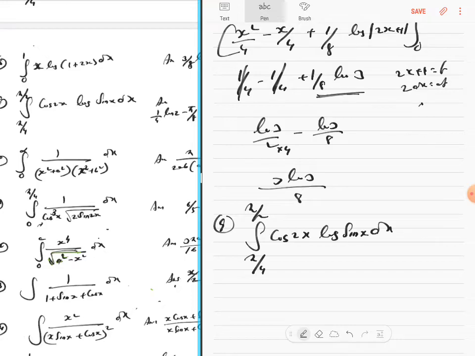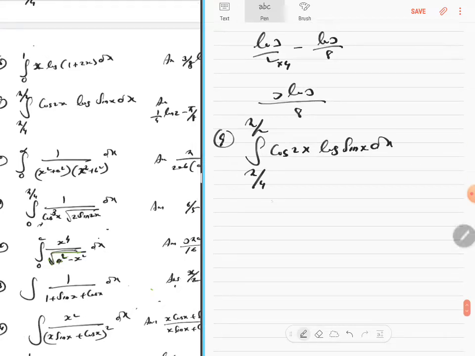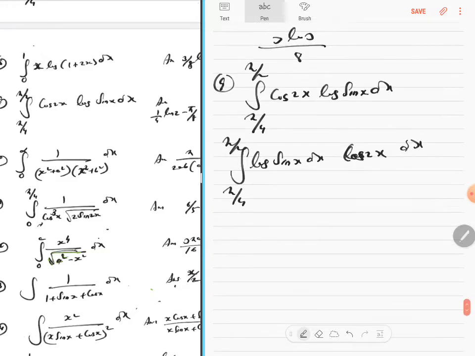and even if I write cos 2x as cos square x minus sin square x, or 2 cos square x minus 1, no, I think I would go for integration by parts directly. So let's try this and see if I'm getting the answer. Because it's cos 2x; if it was sin 2x I would have easily written 2 sin x cos x, that was a textbook sum.